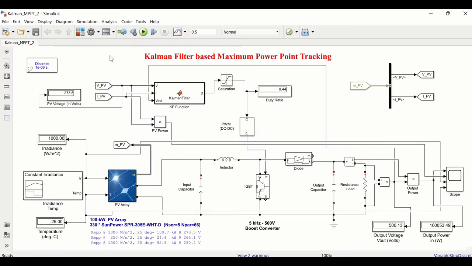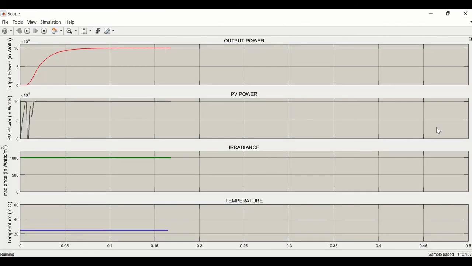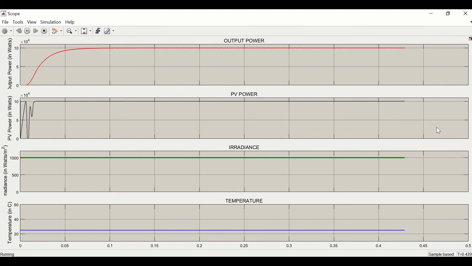Moving ahead with the result part. The result part is basically split into two cases. Case 1 deals with the constant irradiance at 1000 watt per meter square and constant temperature at 25 degrees Celsius. You can see here how quickly the power has attained its maximum value.